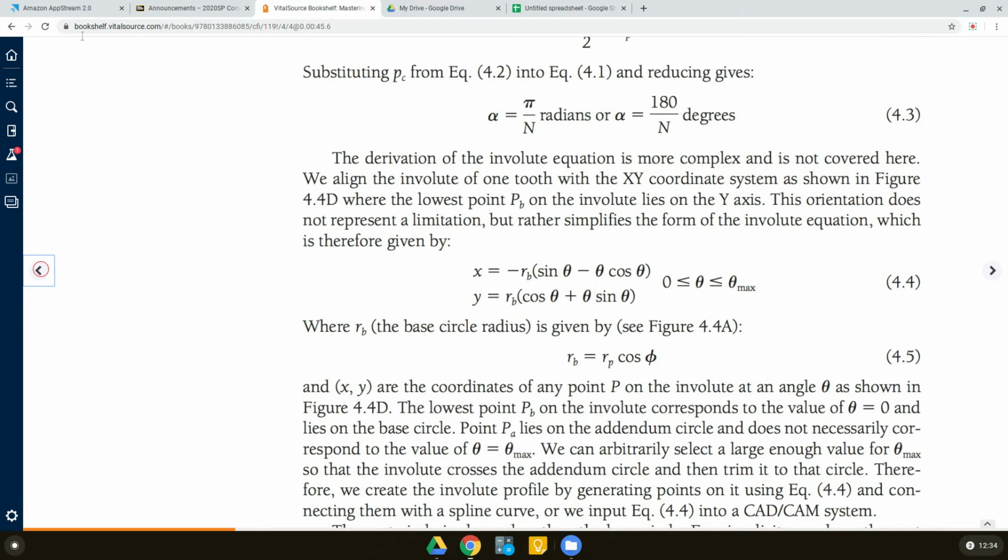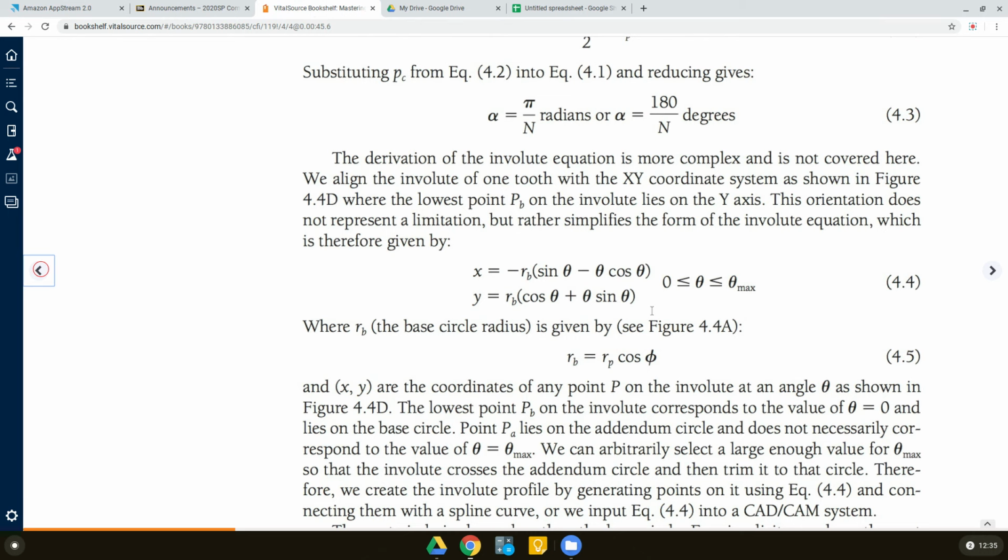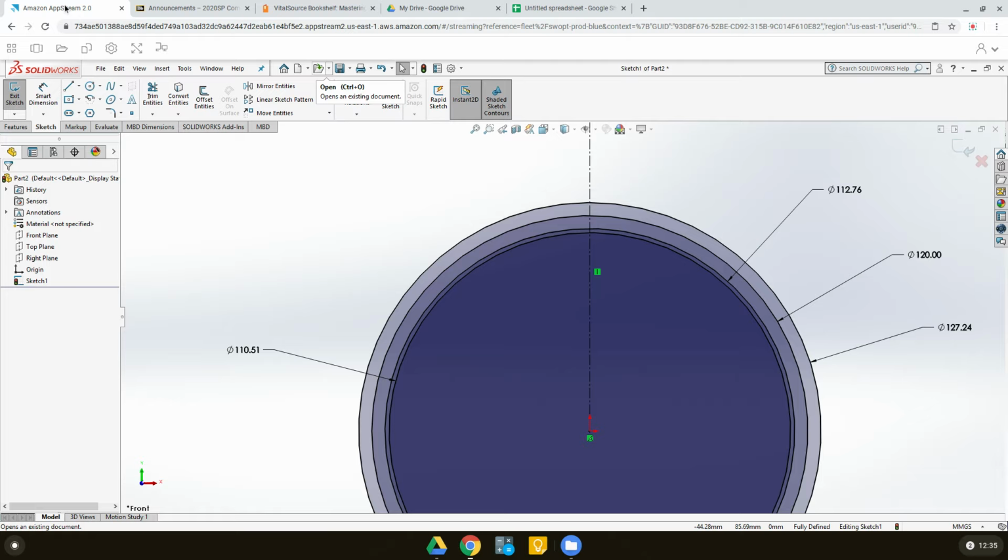So for example, theta 0 will be this vertical line, the angle from the vertical line, that would be 0, and so on and so forth, right? And as we go away from that line, our angle will increase. So those are those equations. So we need to add those equations in SolidWorks. So let's see here.